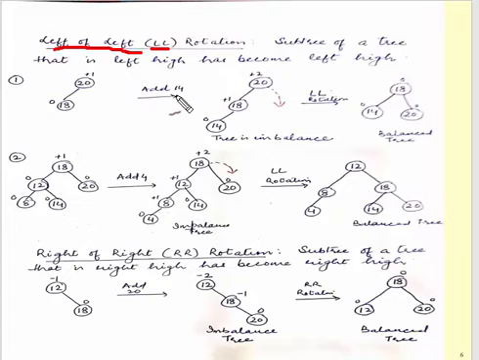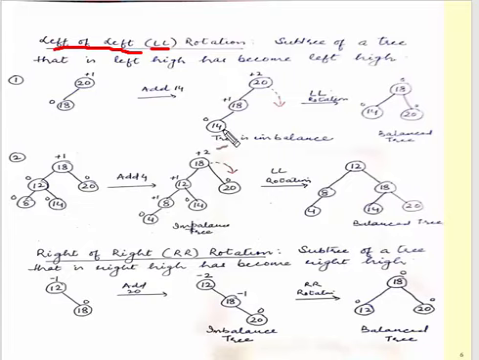Now add 14, just like you are adding in a binary search tree. Start from this node. 14 is lesser than 20? Yes, go to this side. 14 is lesser than 18? Yes. That means 14 will come over here. Fine? Now this was your insertion.